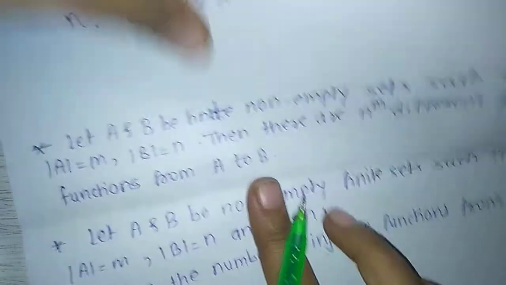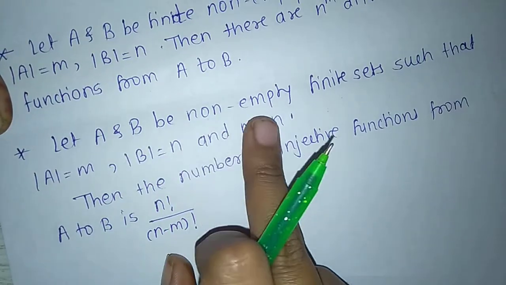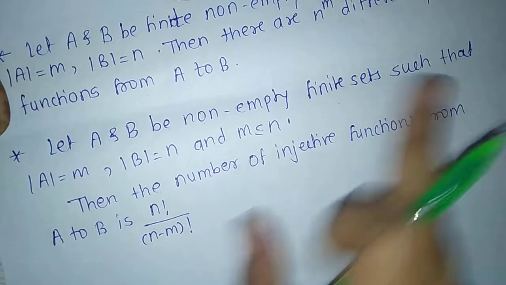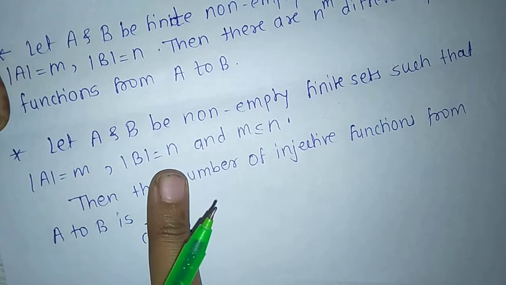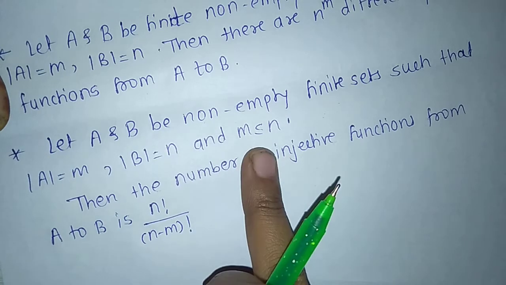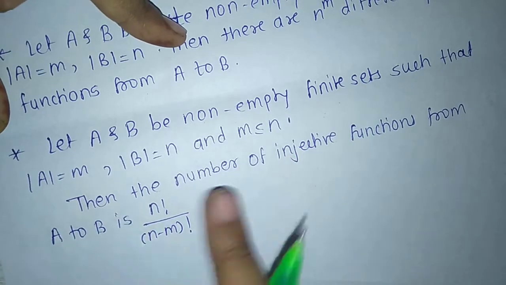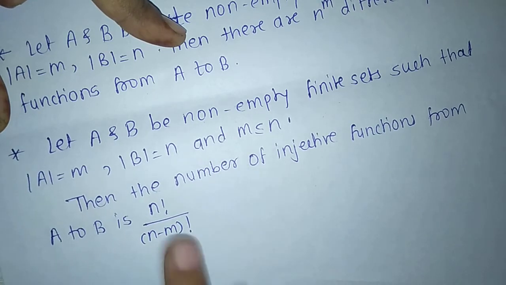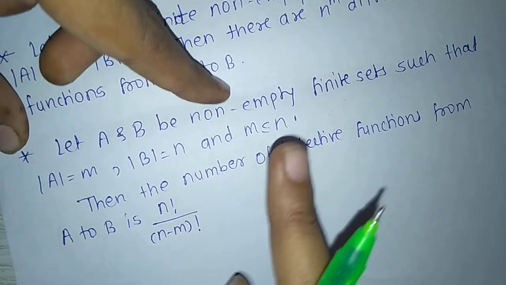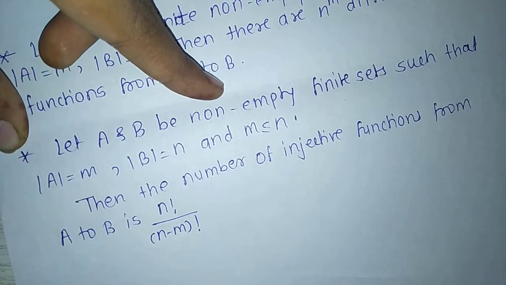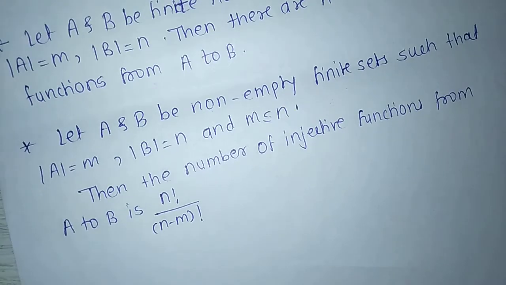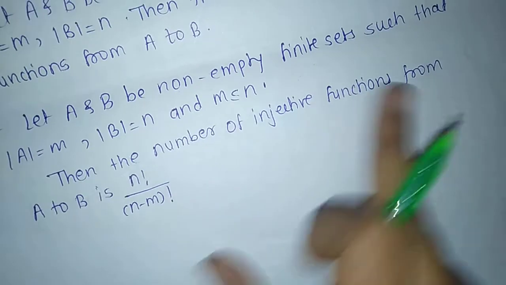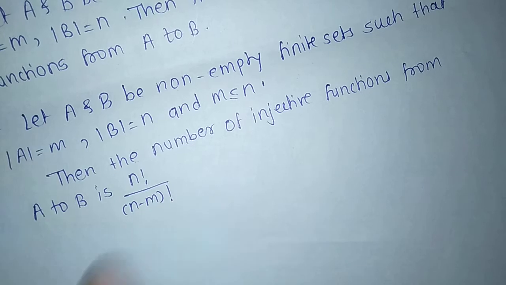Next, let A and B be non-empty finite sets such that order of A equal to m, order of B equal to n, and m less than or equal to n. Then the number of injective functions from A to B is n factorial upon n minus m factorial. The condition for m and n is m less than or equal to n.